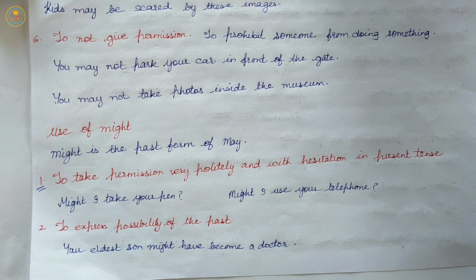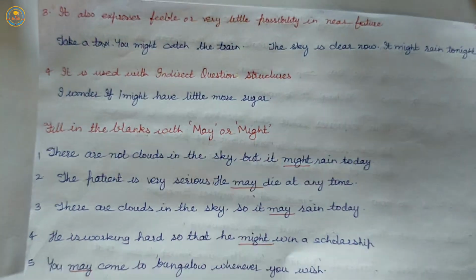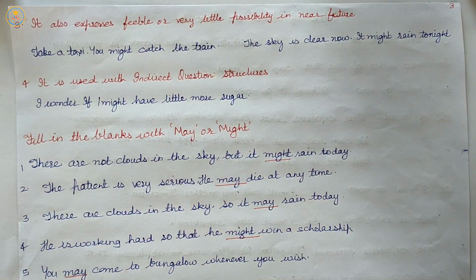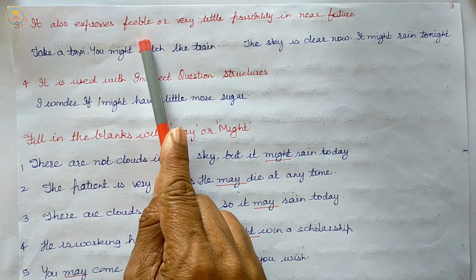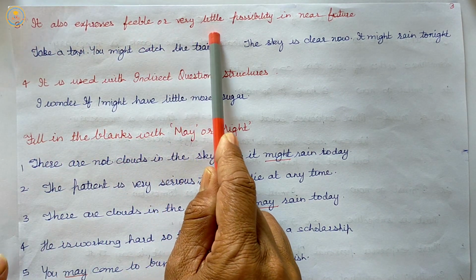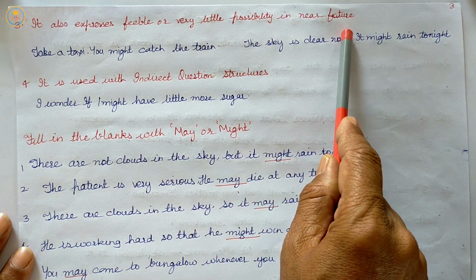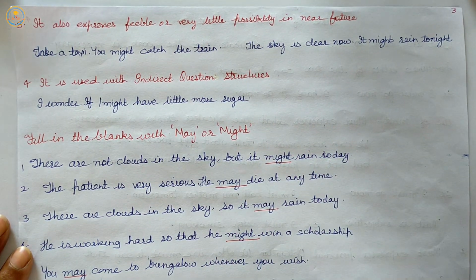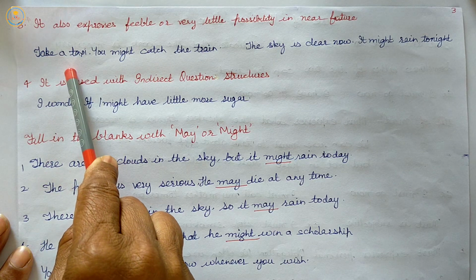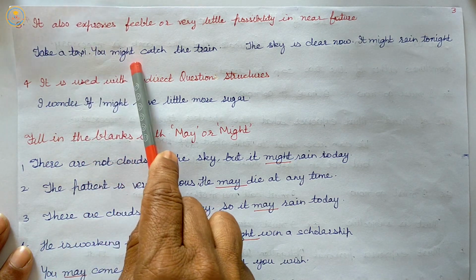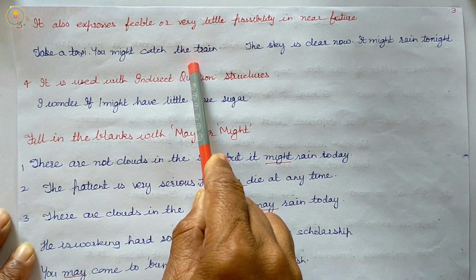Our next use is, it also expresses feeble or very little possibility in near future. Might also expresses feeble or very little possibility in near future. Example, take a taxi. You might catch the train.